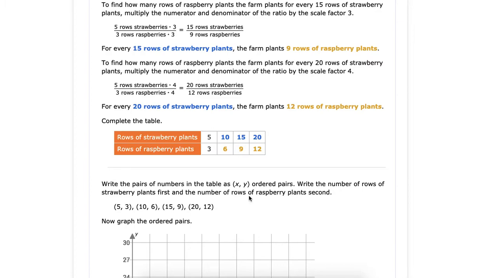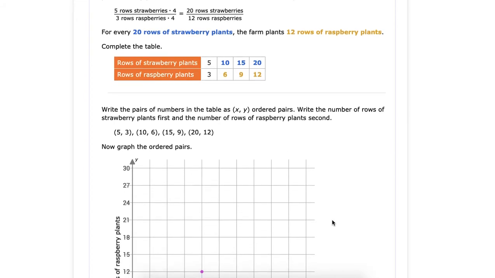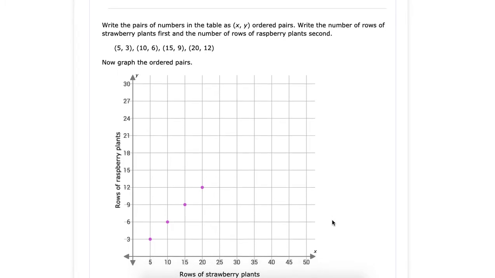So we have our X and Y ordered pair. So 5 to 3 is our first ordered pair. And these are always X and Y in our ordered pairs. So we have 5 and 3, 10 and 6, 15 and 9, and 20 and 12. And we're going to plot those on the coordinate plane is what we're asked to do here. We're asked to plot them on the coordinate plane.